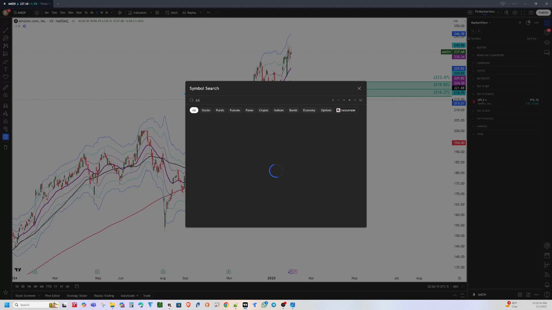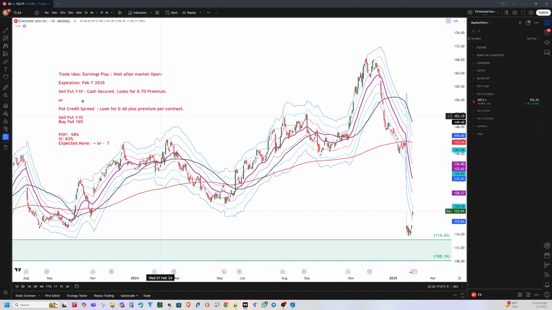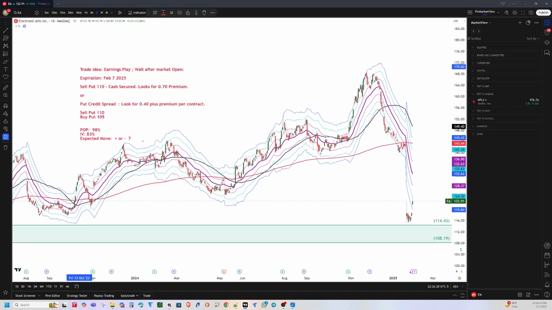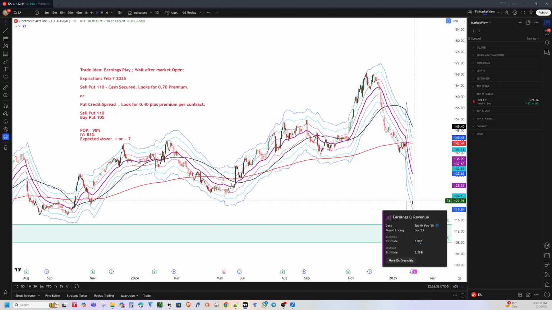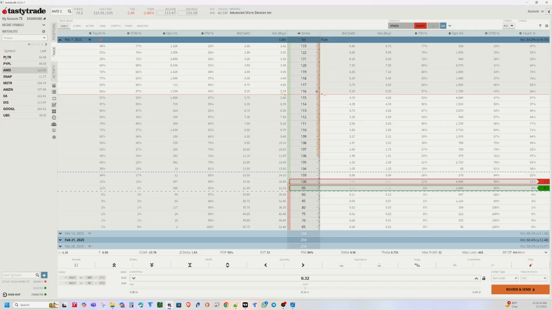Another trade, EA, Electronic Arts. This chart is interesting to me because it gapped down over the last couple of days, actually last week. So right now it is 122. Their earnings are on February 4th, which is Tuesday. So based on this chart, I have a strong support area at 115.